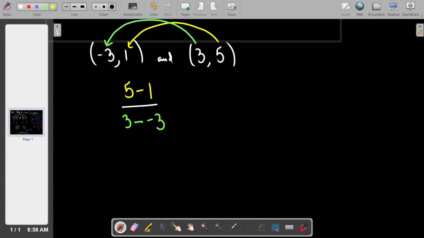So now we need to answer the math questions. What is 5 minus 1? And what is 3 minus -3? It is 6.